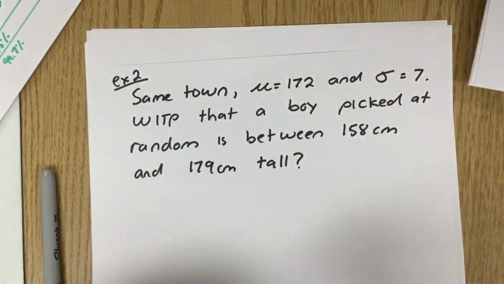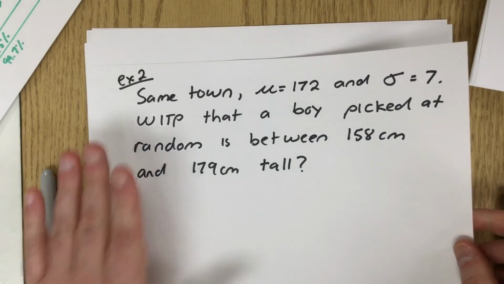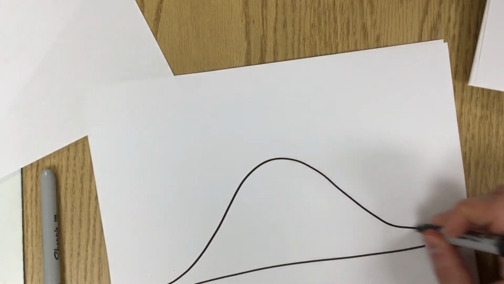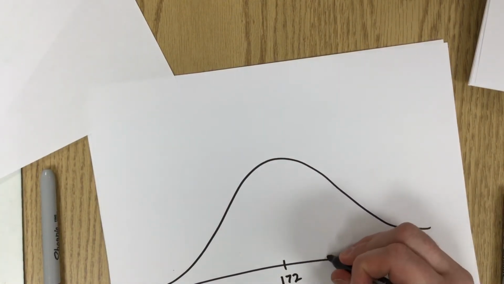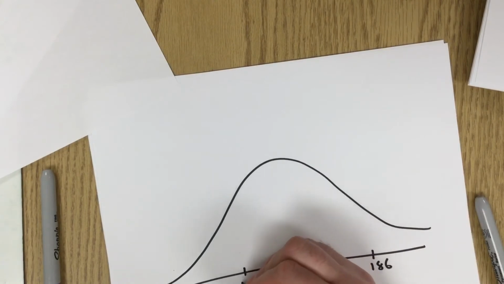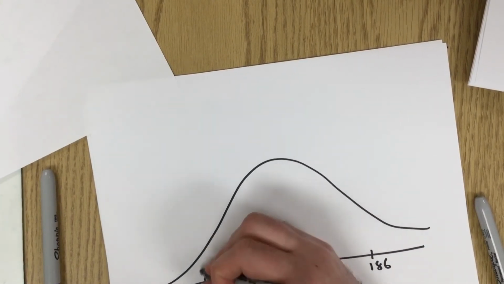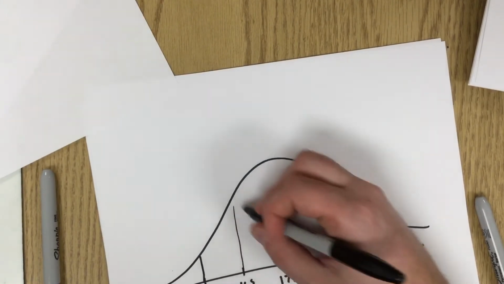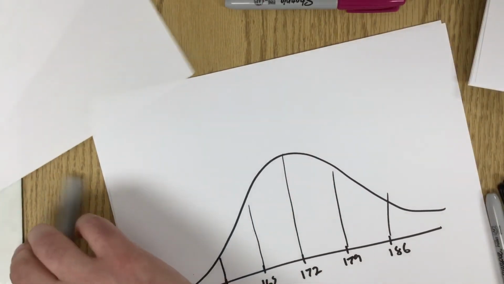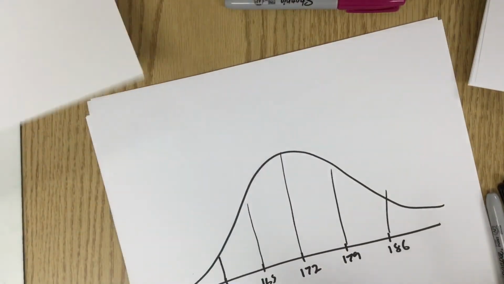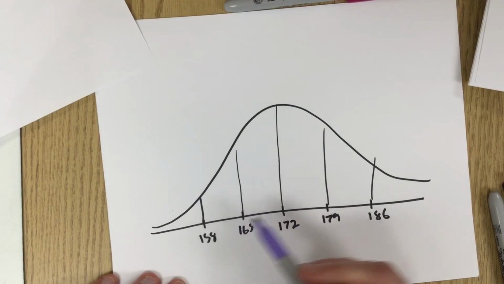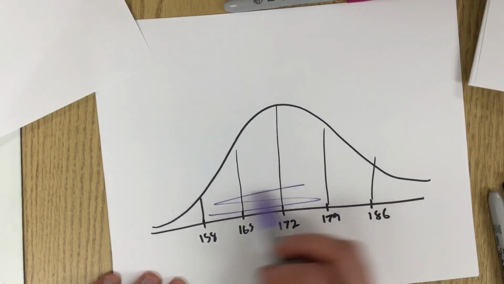Okay, same town. Now we want to know what's the probability that they're between 158 and 179. Again, I'll sketch it. The middle is 172, 179, 186, 165, 158. And what we want is for it to be between 158 and 179. So between 158 and 179 is over there.